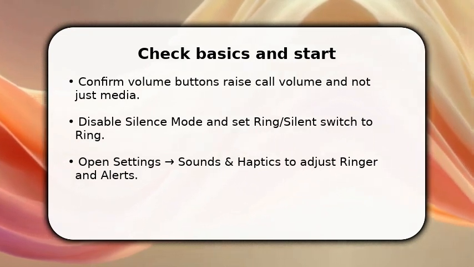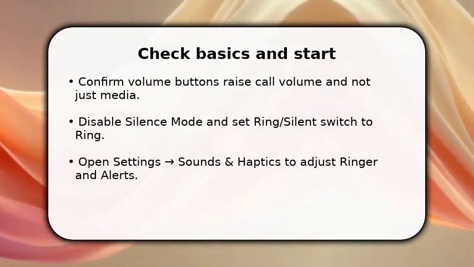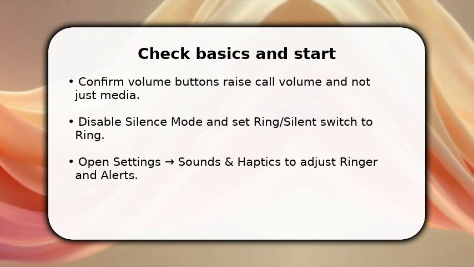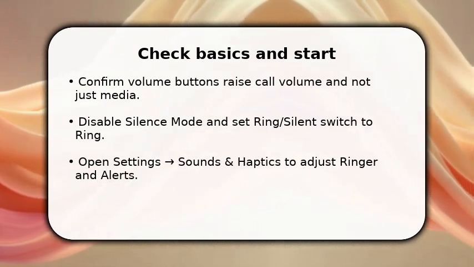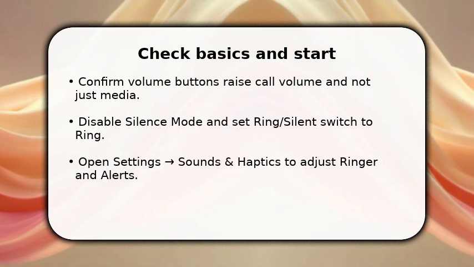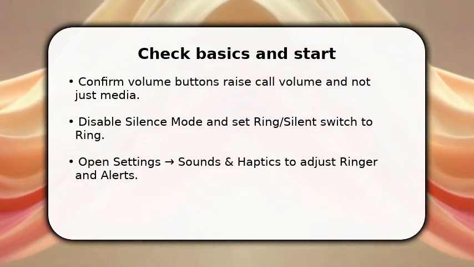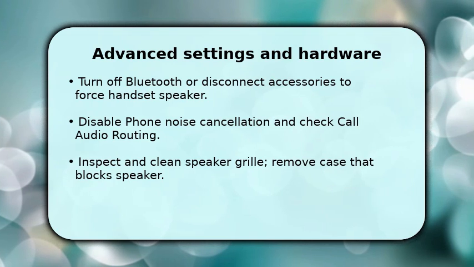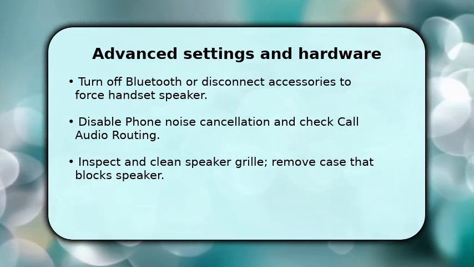Then go to settings, right arrow sounds and haptics, and slide ringer and alerts up. This sets the baseline level for incoming call audio, which often fixes low call volume immediately. Once done with basics, move to settings and hardware that commonly interfere.